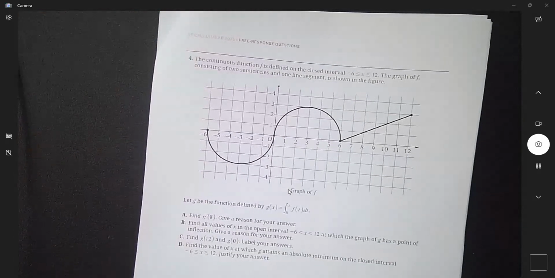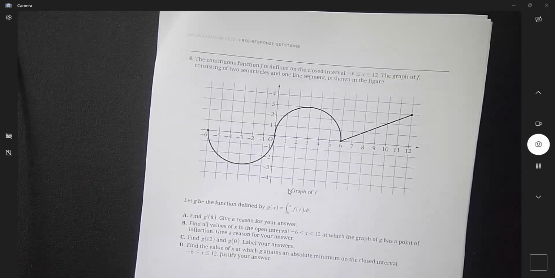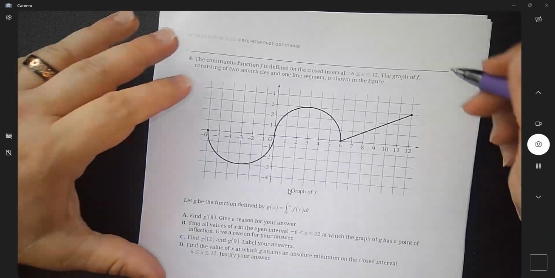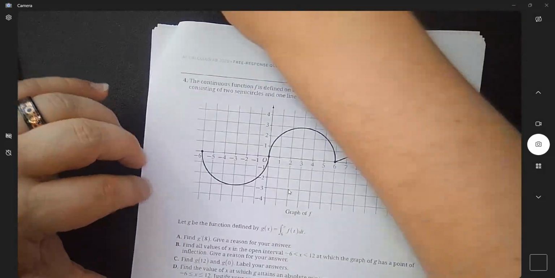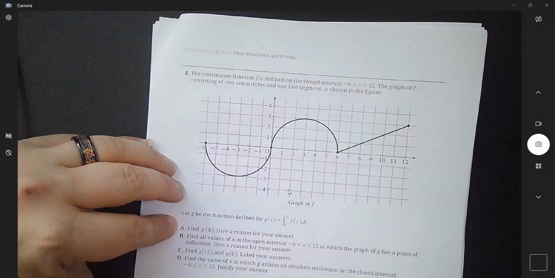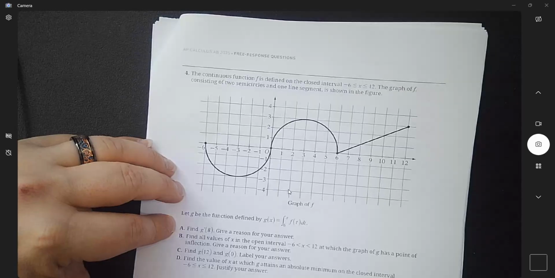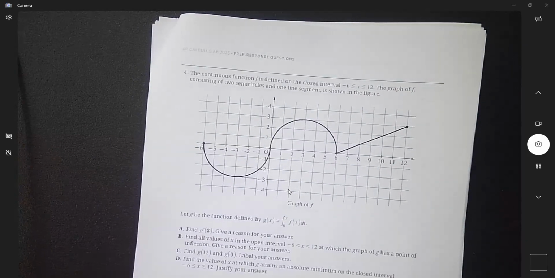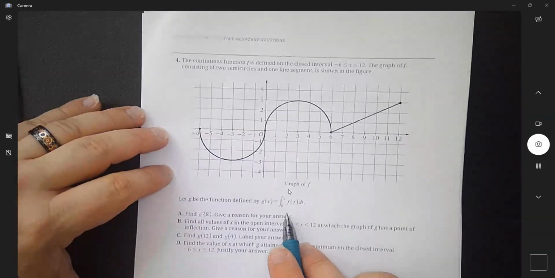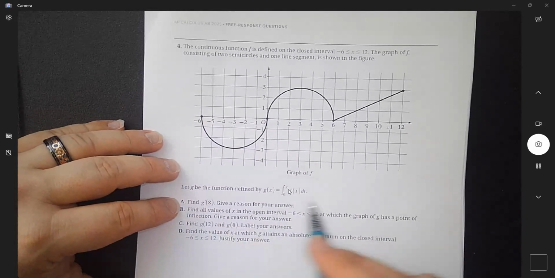Okay. A continuous function f is defined on the closed interval. The graph of f, consisting of two symmetrical line segments, is shown. Let g be the function defined by g is the integral from 6 to x of f of t dt. Find g prime of 8.